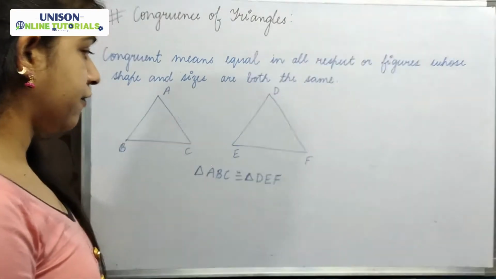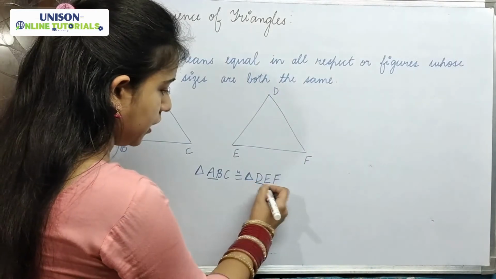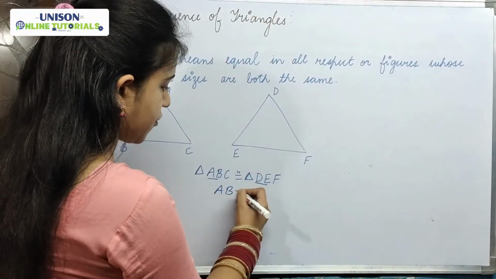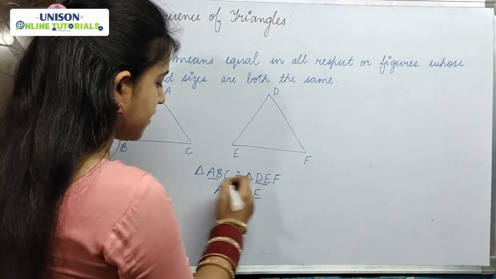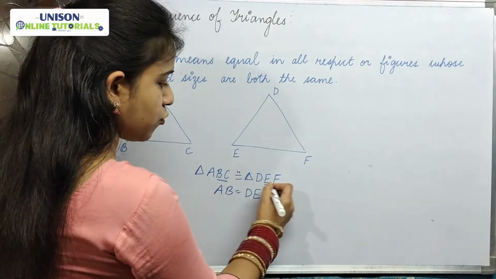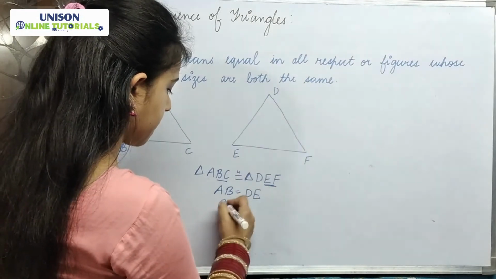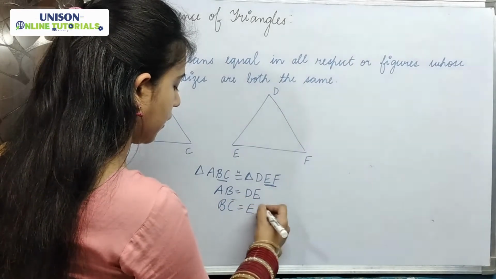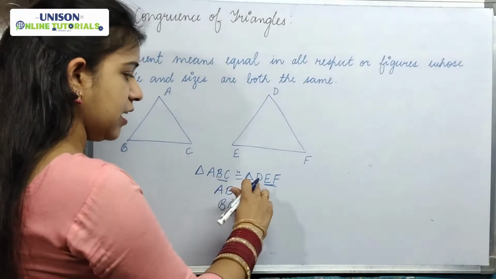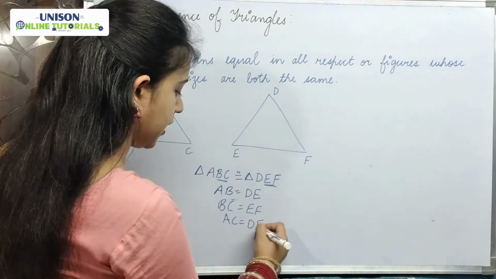So here, if these triangles are congruent, that means AB equals DE. First of all, AB equals DE. Second part, BC equals EF. And last pairing, that is AC equals DF.